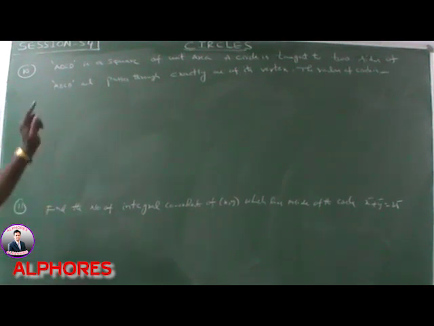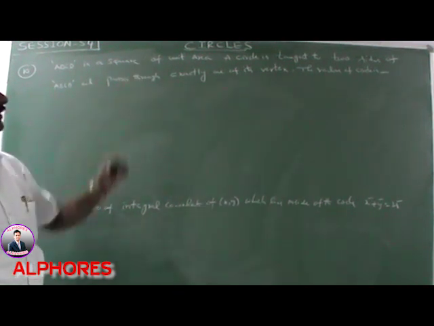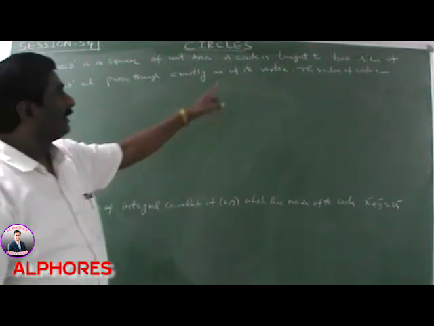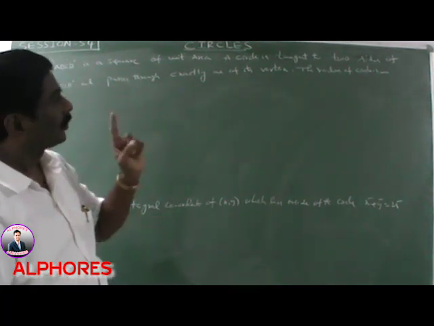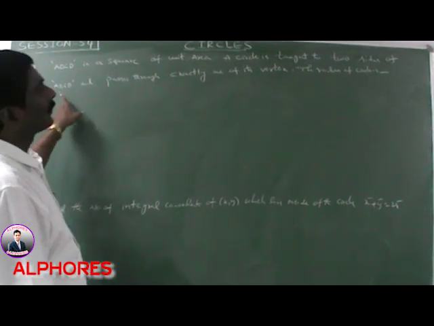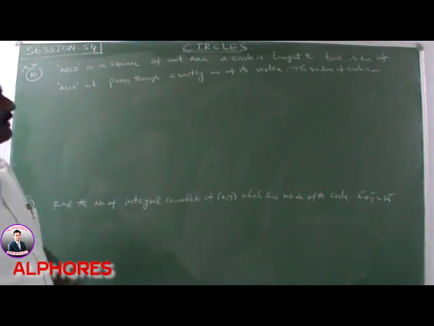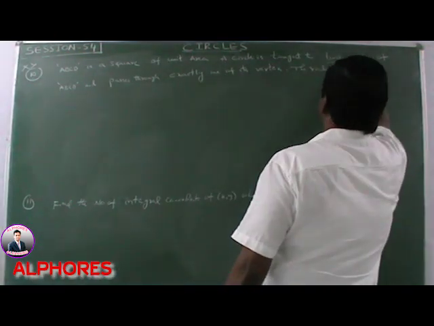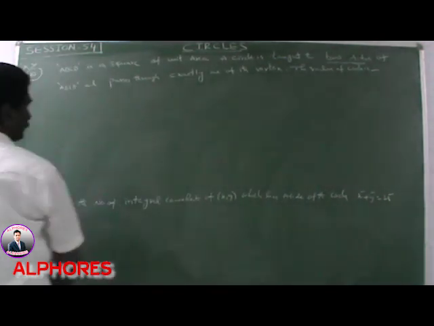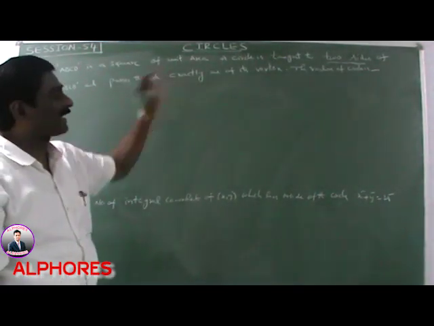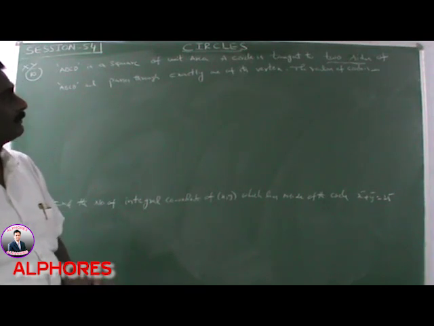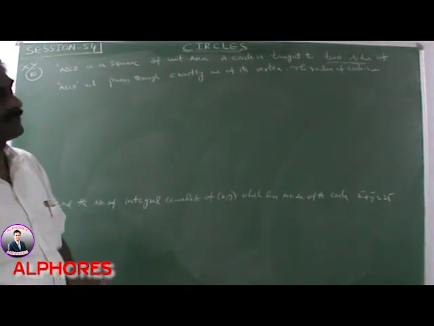Next, 10th one. Very, very important. ABCD is a square of unit area. A circle is tangent to two sides of square ABCD and passes through exactly one of its vertices. The radius of the circle is dash.